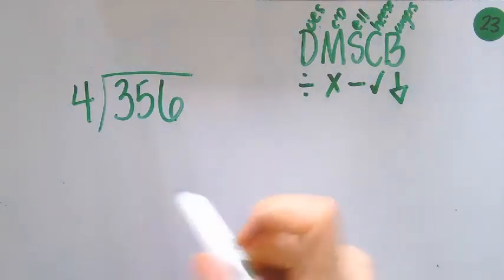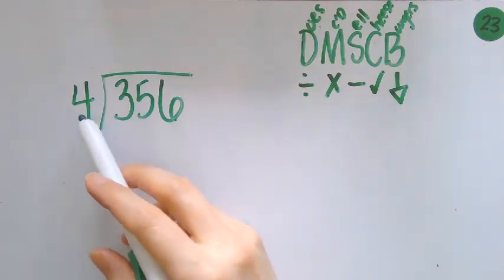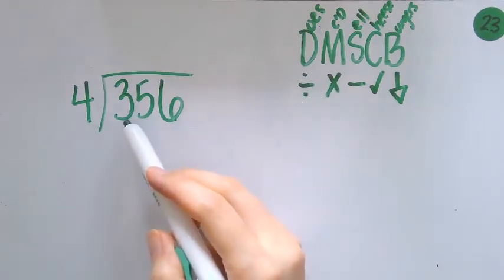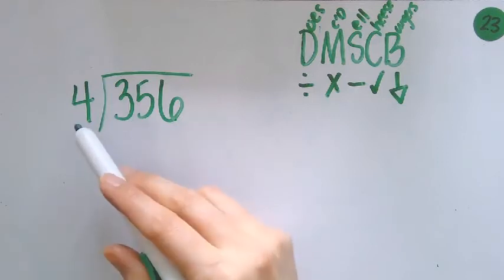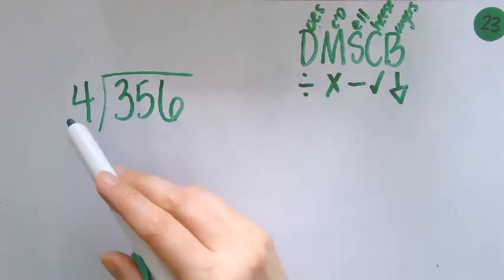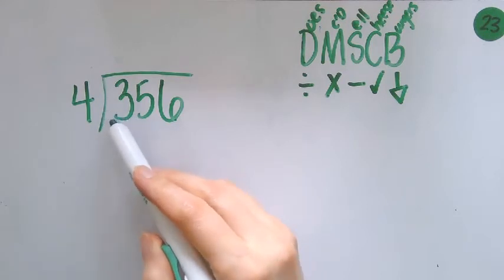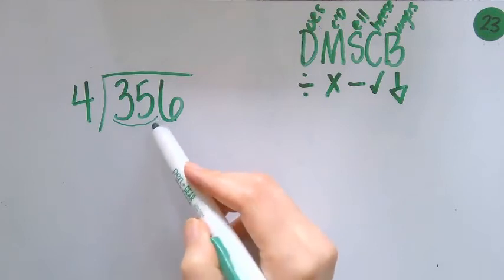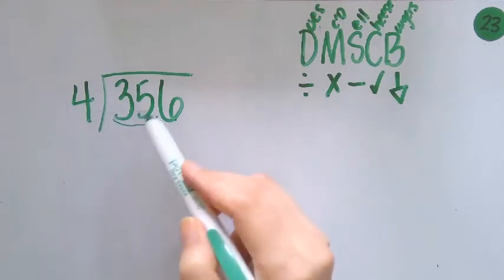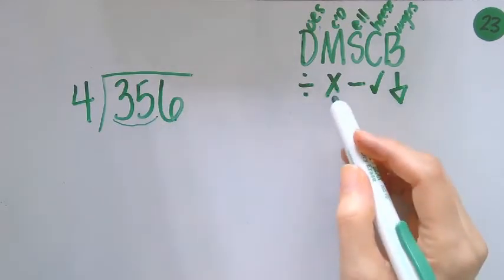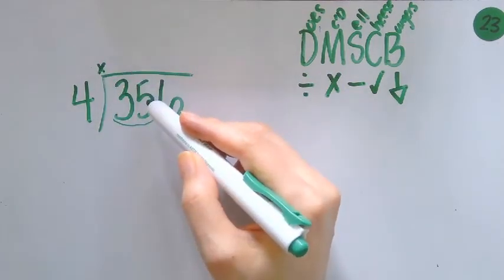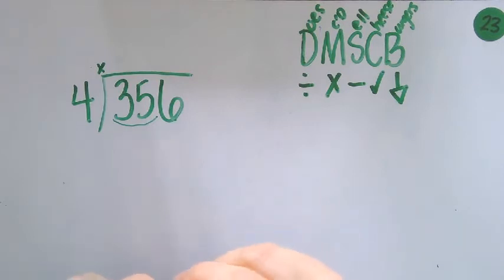All right, so first thing we're going to do is look at our number 4 and ask ourselves, does 4 go into 3? No, a greater number can't go into a smaller number, so 4 cannot go into 3. So we're going to extend that number. Does 4 go into 35? Yes, 35 is 4 or greater, so yes, 4 goes into 35. Now we need to figure out how many times. 4 times what is 35 or less?